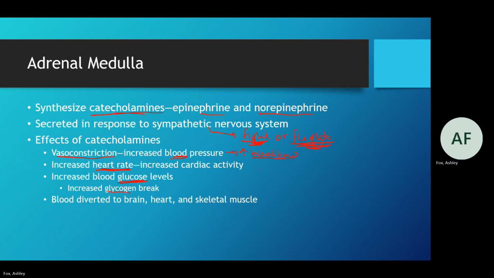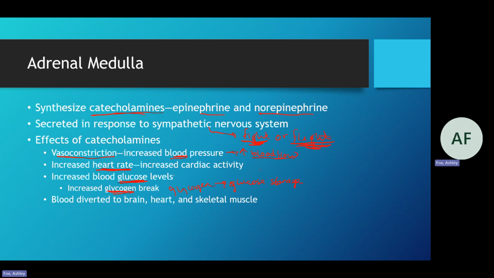Glycogen breakdown. Remember, glycogen in your skeletal muscle and your liver is your glucose storage molecule. So this is where you're going to increase your blood glucose levels, because it's not going to be going inside all of the cells. It's going to go in certain ones. And you're going to increase because you're going to break down your store and release it into the bloodstream.